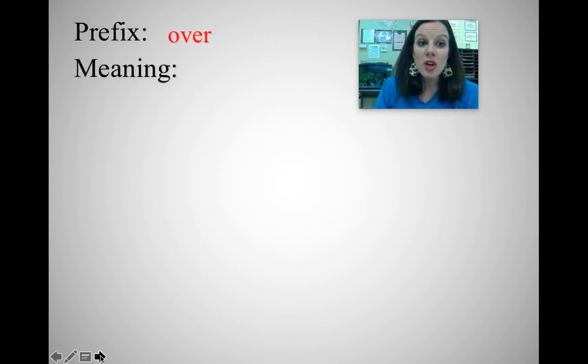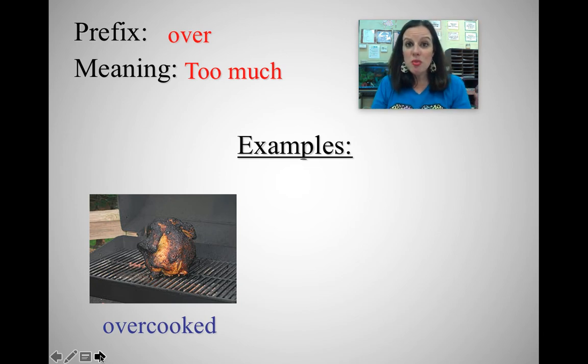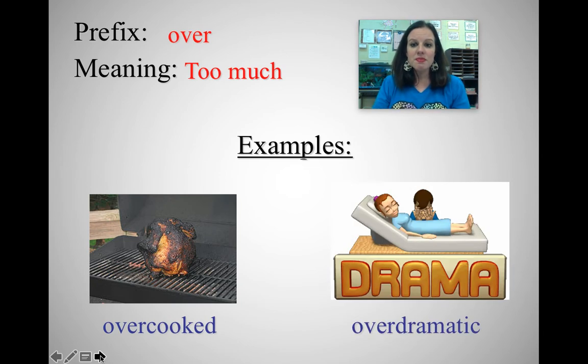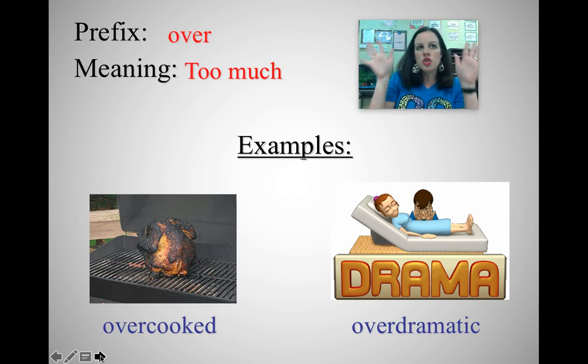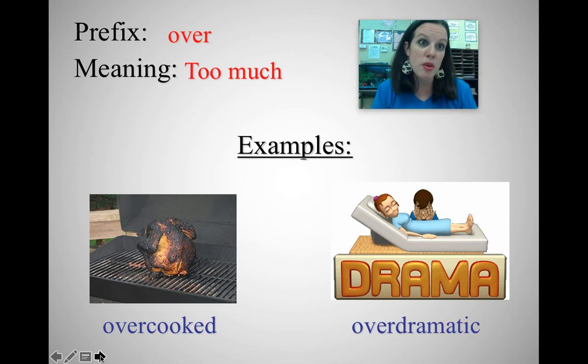What about over? This means too much. Here's some examples. Overcook. They've cooked that turkey too much. Overdramatic. Oh, some of us are a little overdramatic. This means too much drama. Maybe if you react to something and you do a really big reaction, someone might say, you're being a little overdramatic. Miss Morris sometimes gets told that she's overdramatic.